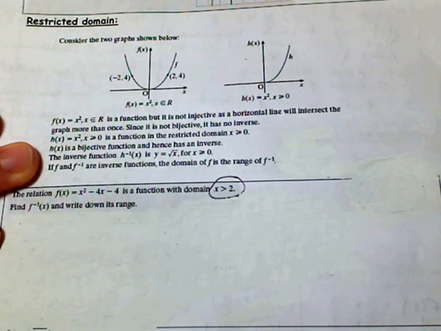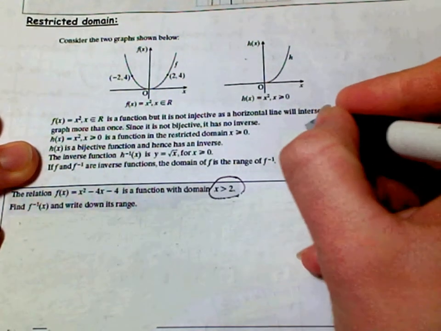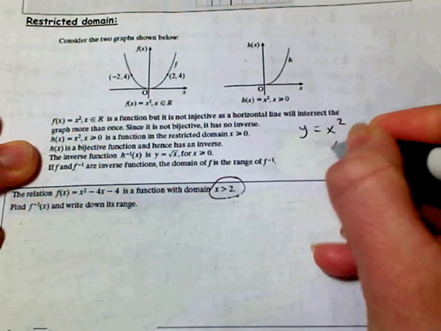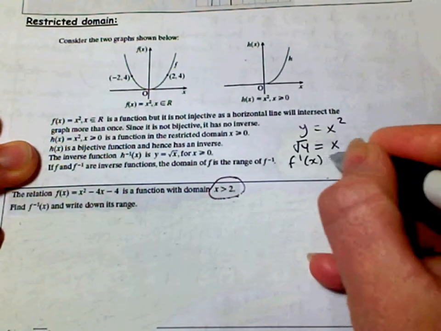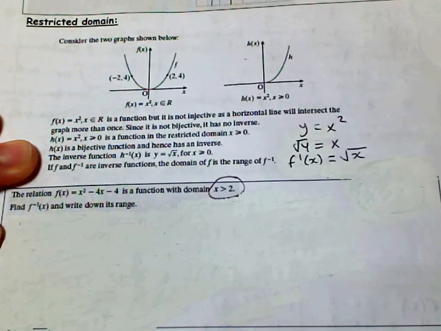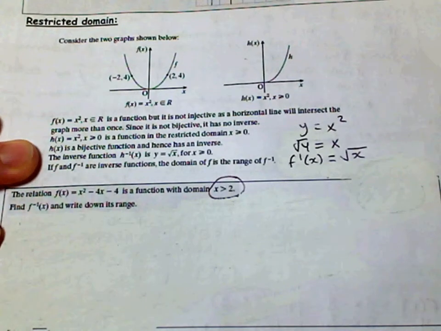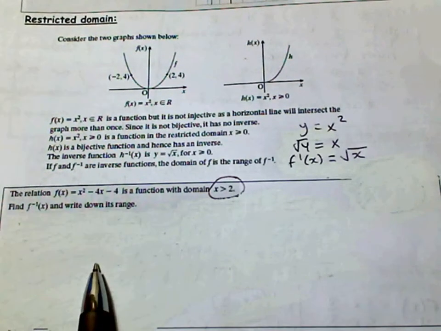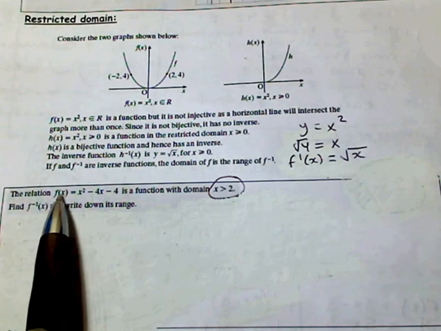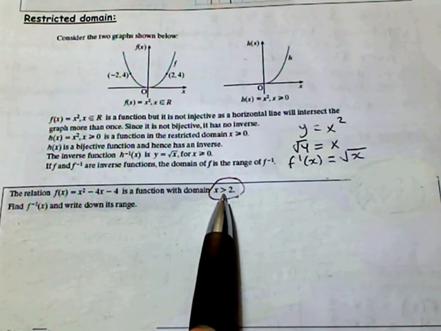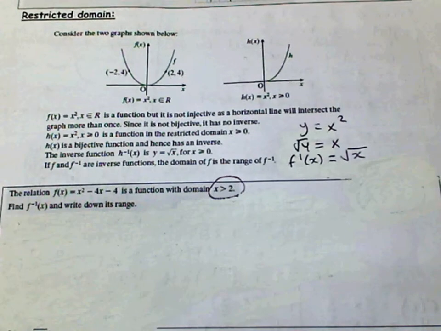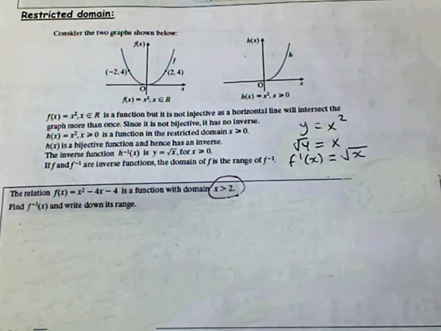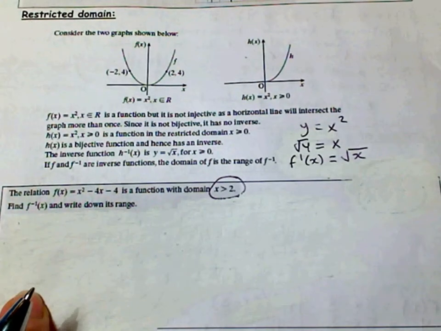So if we take the function y equal to x squared, then x is equal to the square root of y, and f dash of x, which is the square root of x, is our inverse for that particular function. Now, looking down at this example, it gives a function with a restricted domain. You're told that the x values are greater than 2. You're asked to find f dash of x.